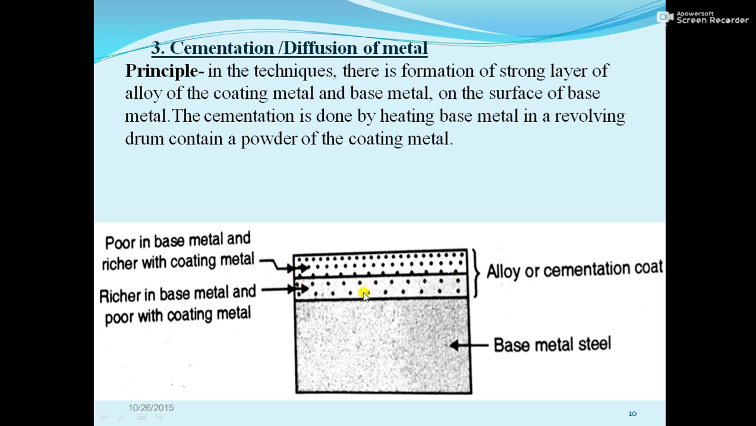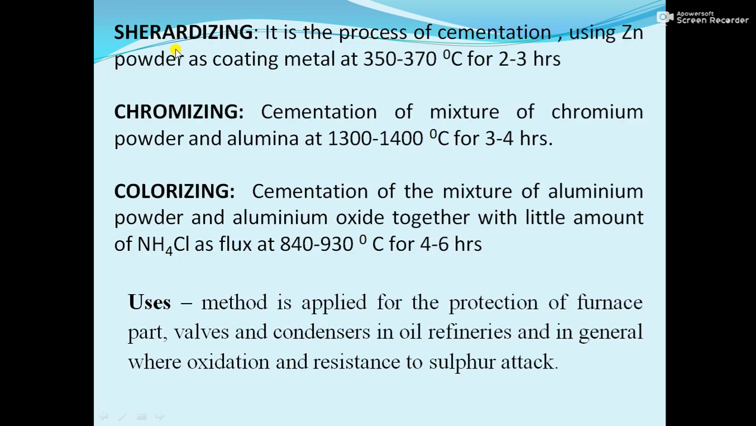So the process is suitable for the coating of small articles of very intricate shape like bolt, screw, threaded parts. Coating metals like zinc, chromium, aluminum can be used. Now, it depends on what type of metal we are using. So, it is known as sherardizing. It is the process of cementation using zinc powder coating. It is done at 350 to 370 degrees centigrade for 2 to 3 hours.